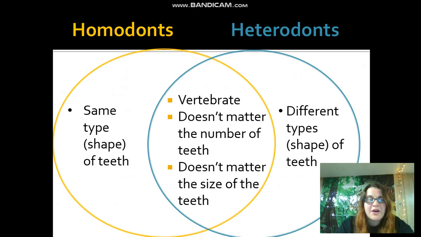All right, so let's review homodonts and heterodonts. Homodonts have the same type of teeth, meaning they have the same shape. Heterodonts have different types of teeth, so different shapes of teeth. And they're both going to be vertebrates. It doesn't matter how many teeth they have, and it doesn't matter the size of the teeth.